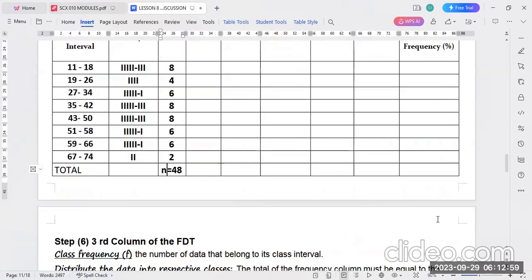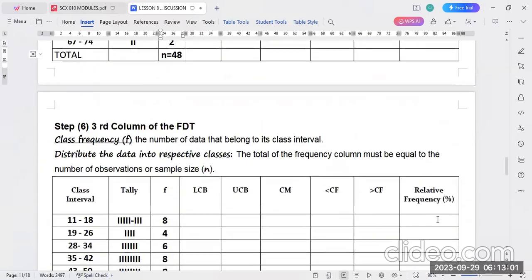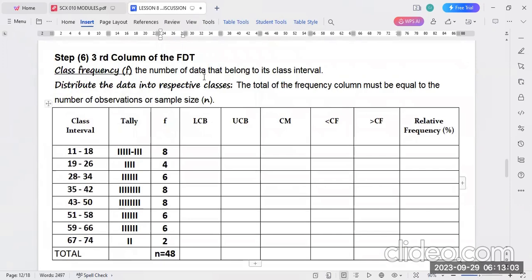Now, after getting the tally and the frequency, yun actually yung sa third column, class frequency is the number of data that belong to its class interval. Now, distribute the data into respective classes. The total of the frequency column must be equal to the number of observation or the sample size, which is n. Okay, the sample size or the total number, n is equal to 48. So, pag hindi na total sa 48, so mali yung pagbibilang mo doon sa given set of data.